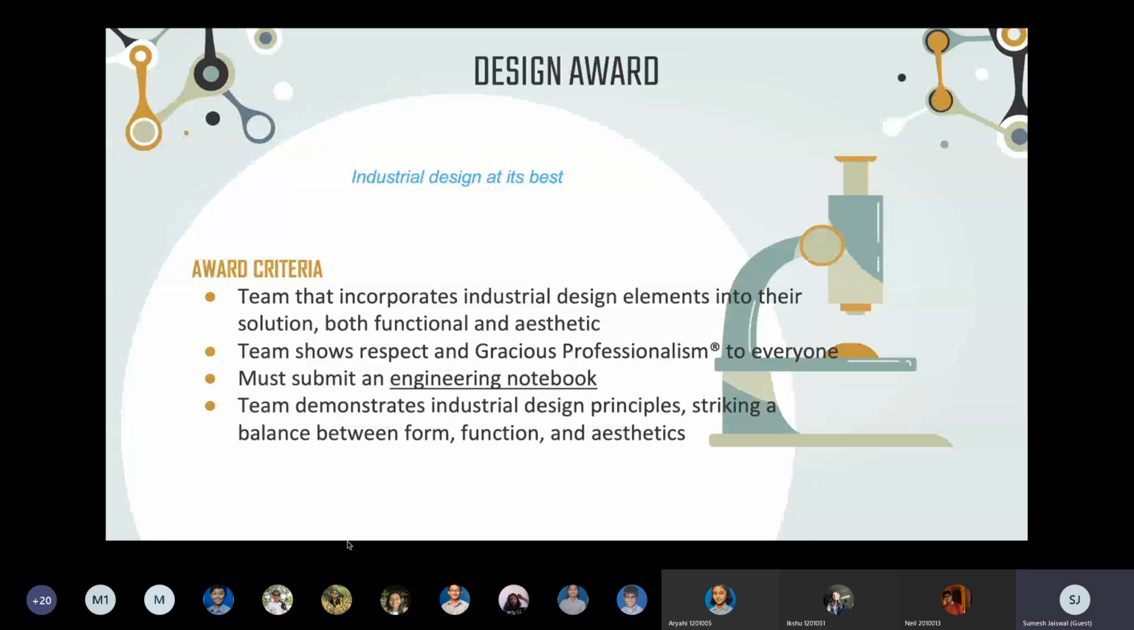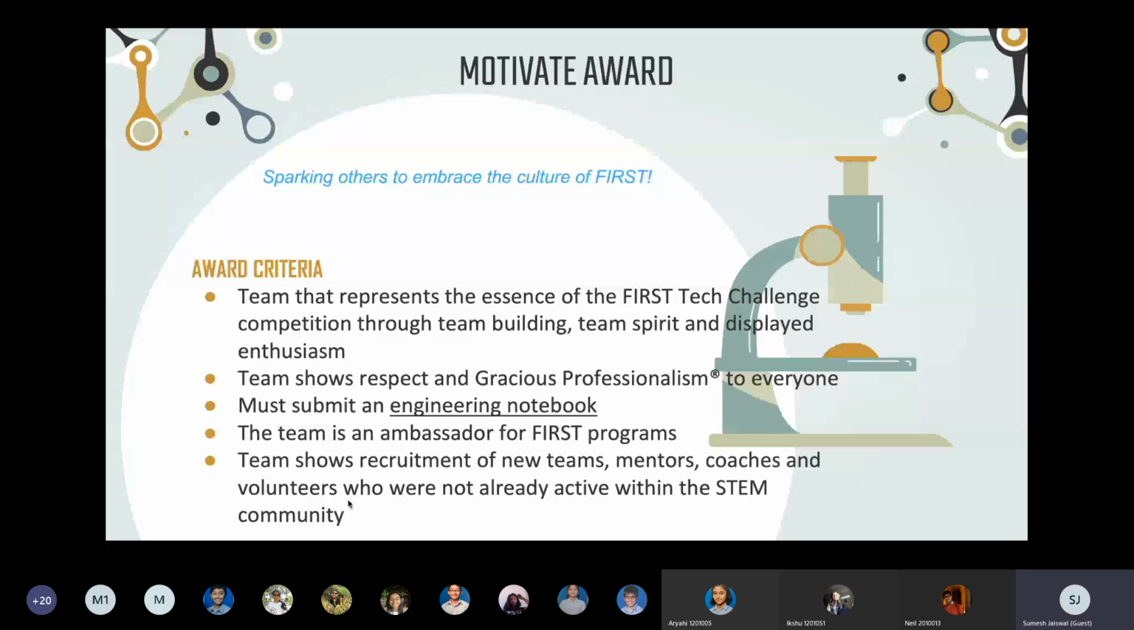Okay, so that's the design award. The next award is the Motivate Award. The Motivate Award is all about spreading enthusiasm to other people, and it's all about recruiting new teams into FTC and into STEM. So that's what this award is about. Basically, you should be motivating other people to also do robotics.